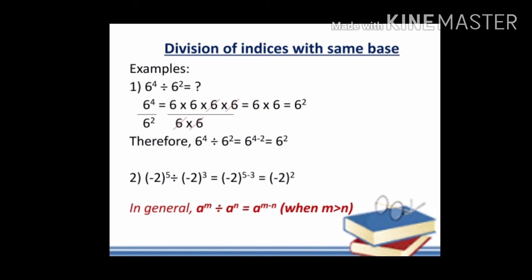Therefore, 6 raised to 4 divided by 6 raised to 2 is equal to 6 raised to 4 minus 2, which is equal to 6 square. See one more example, minus 2 raised to 5 divided by minus 2 raised to 3, which is equal to minus 2 raised to 5 minus 3, which is equal to minus 2 raised to 2. In general, a raised to m divided by a raised to n is equal to a raised to m minus n when m is greater than n. Here, a is a non-zero rational number. m and n are positive integers.